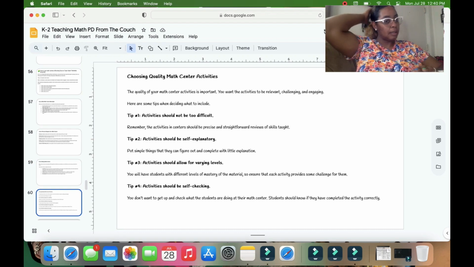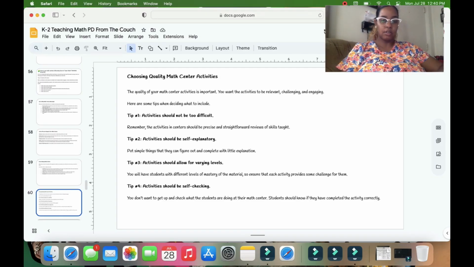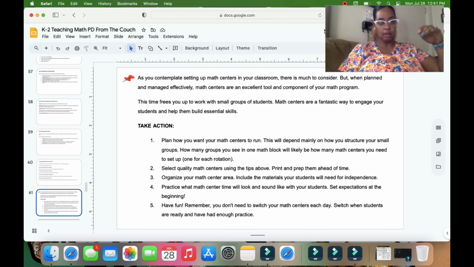When choosing quality math center activities, just remember these tips because the quality of your math center is important and you want to make the activities relevant, challenging, and engaging. But also, you want to make sure that they're not too difficult, that they are self explanatory, and that they allow for varying levels. And then, of course, to be self checked. You don't want to get up and check what the students are doing at the math center. Students should know what they're supposed to be doing and they should have the activity completed correctly. As you contemplate setting up math centers in your classroom, there is so much to consider.